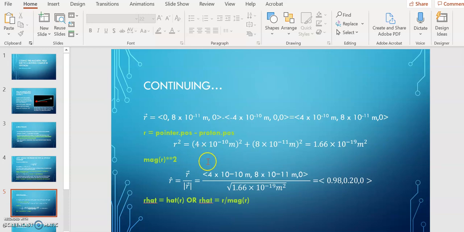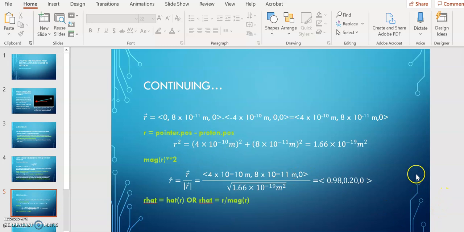In the code, all I would have to do is take the magnitude of the vector r that I defined here, pointer dot pos minus proton dot pos, mag of r, and then square it. Remember that in VPython, to square something, you use the 2 asterisks. You don't use the caret symbol. So that's mag of r star star 2, right?